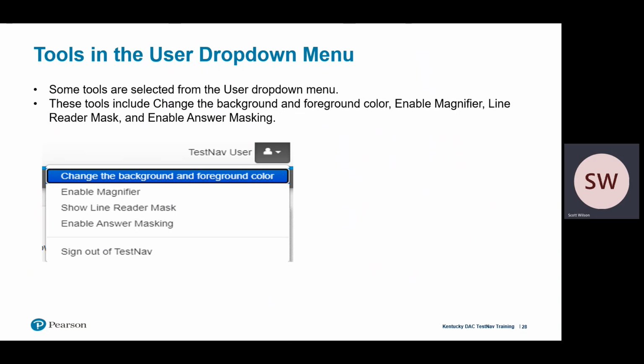There are also tools listed in the user drop-down menu. So in the upper right-hand corner by the student name, there will be tools there. These tools include changing the background and foreground color, enabling the magnifier, the line reader mask, and enable answer masking.